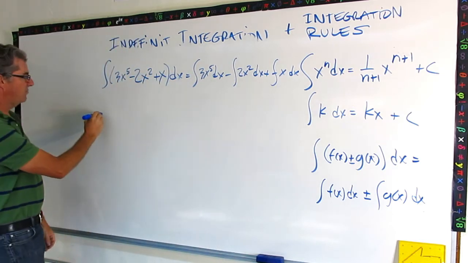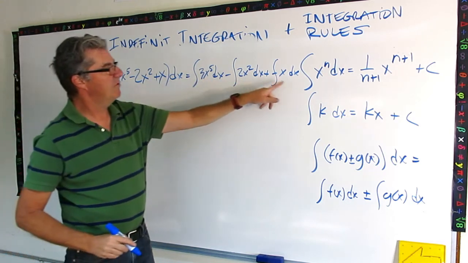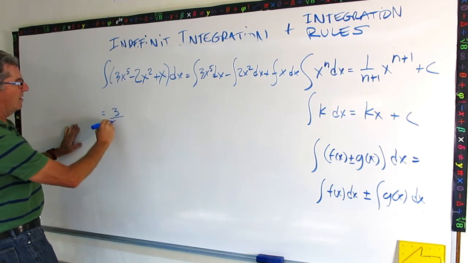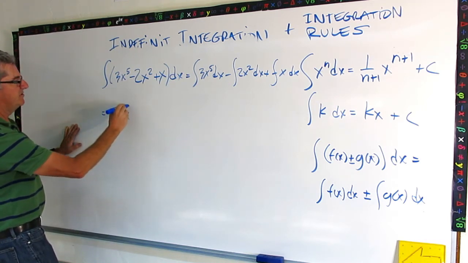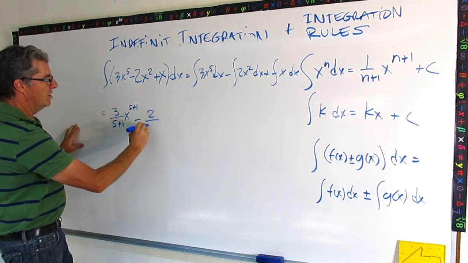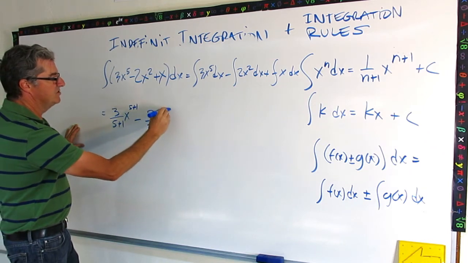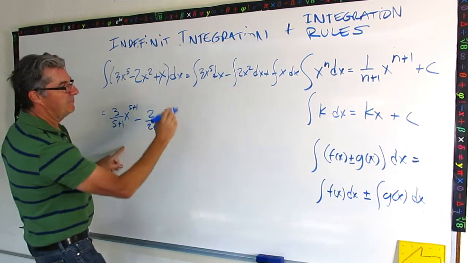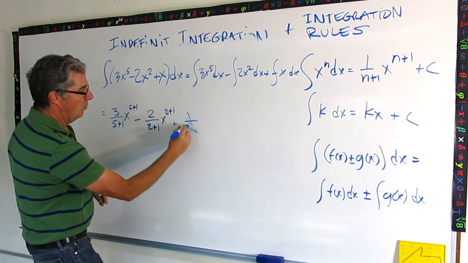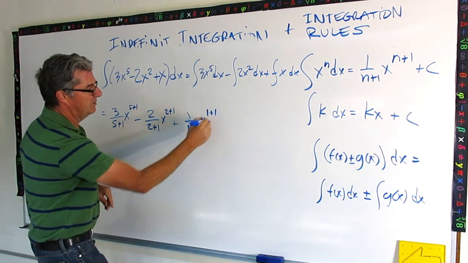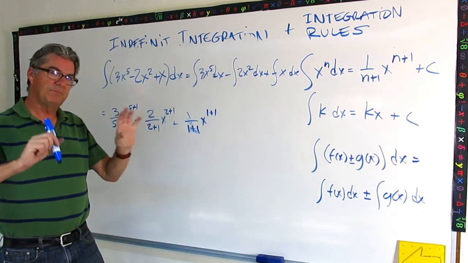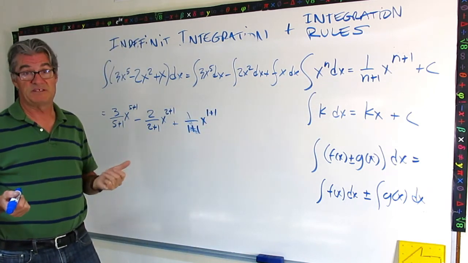Okay, so now let's work these problems. These are all going to be straightforward applications of our power rule. So the first one is going to be 3 over 5 plus 1 x to the 5 plus 1. Now we have a minus 2 over 2 plus 1 x to the 2 plus 1. And finally plus 1 over 1 plus 1, x to the 1 plus 1. So I'm just using this power rule over and over and over again. It should become pretty second nature to you by the time you're done, say, with tonight's exercises.